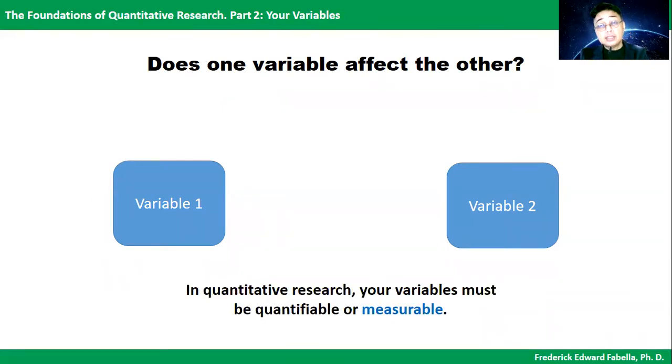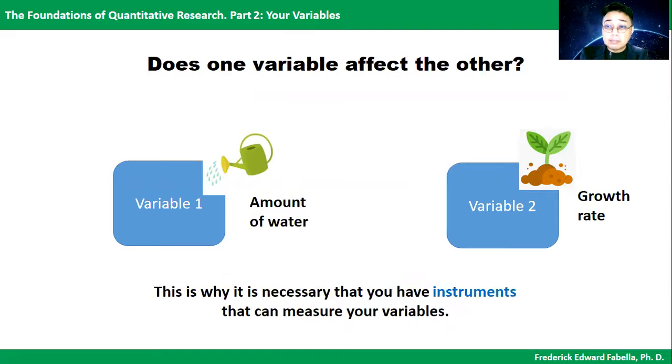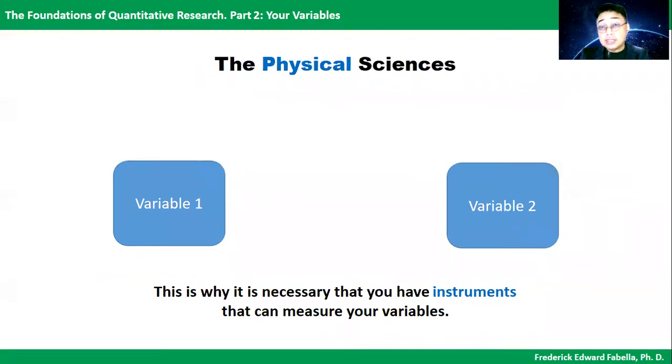In quantitative research, your variables must be quantifiable. That's why it's called quantitative, or measurable. It must be measurable, such that in our example earlier, the amount of water can be measured, as well as the growth rate of the plant. Now, this is why it is necessary that you have valid and reliable instruments that can measure your variables. Now, in the physical sciences, we have different variables.